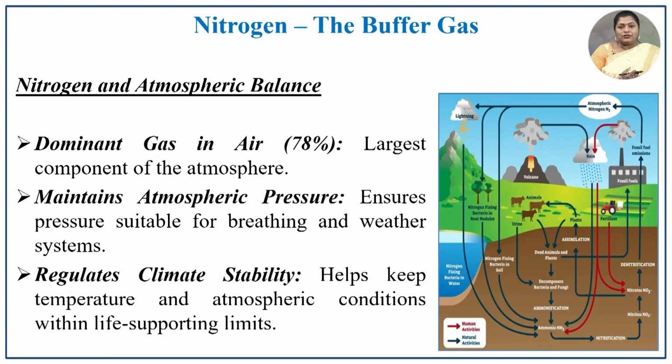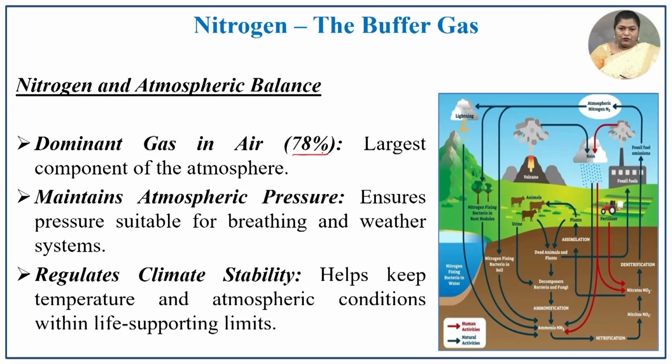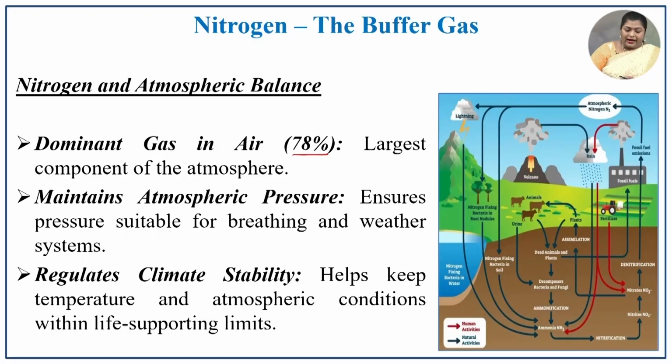The first and foremost gas is nitrogen. It is also known as the buffer gas. This buffer gas constitutes 78% of the atmosphere. It is the dominant gas, whose proportion is the largest in the atmosphere. It maintains the atmospheric pressure, helps in the breathing of living things, that is biological life forms on the earth's surface, and also contributes to the weather system.